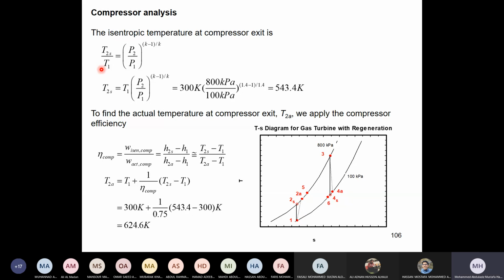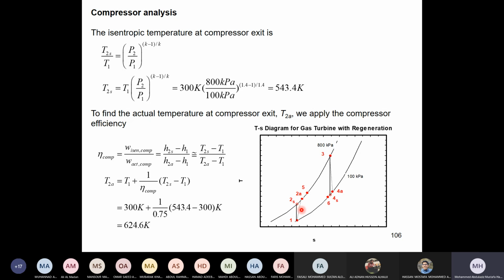So now we apply this equation, T2S over T1 is equal to P2 over P1 to the (K minus 1) over K. This will give us T2S. So now we start here from 1, get T2S. Then we apply the compressor efficiency and then calculate T2A. So now we apply here the equation to get state 2A. So now with this here, we get 2S. Then forget about 2S in your calculation, now we have 1 to 2A. This is the actual process.